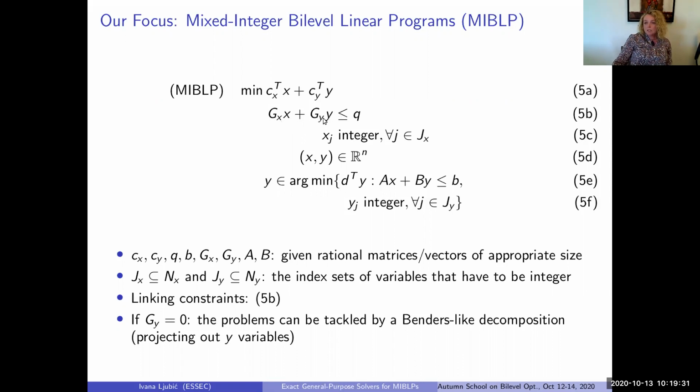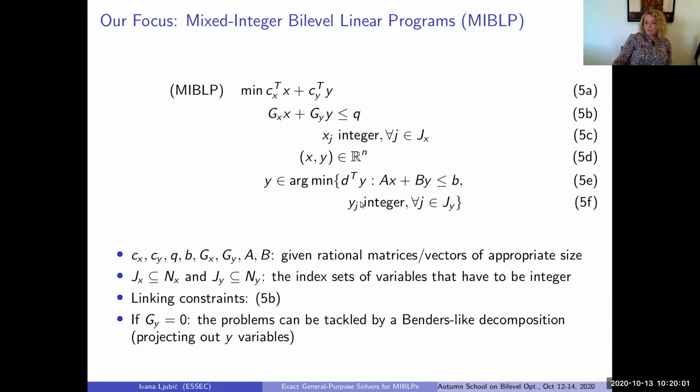And I should mention that just like in the linear case, with the existence of these coupling constraints, the problem becomes much easier to solve if the GY matrix is zero. And then we will have some subset of variables at the upper level which are imposed to be integer. So not necessarily all of them. So you could say this is 5a to 5c as a kind of a MILP.